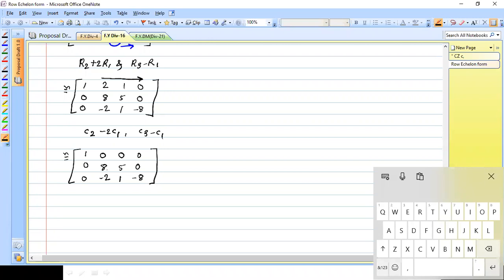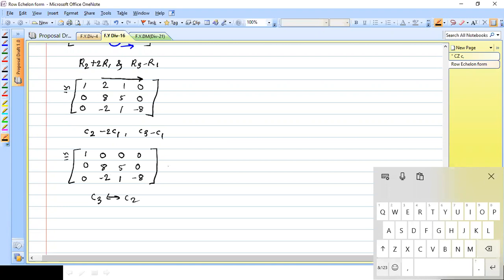R2 plus 4 times R3. You can use any operation, you can directly divide by 8 also, no problem at all. I don't want fractions, personally, but sometimes it is necessary to make fractions. Right now I don't want fractions. So I'm going to interchange C3 with C2, because I'm seeing that I have a 1 here, so I'm going to use that one. First I interchange, and then R2 with R3.